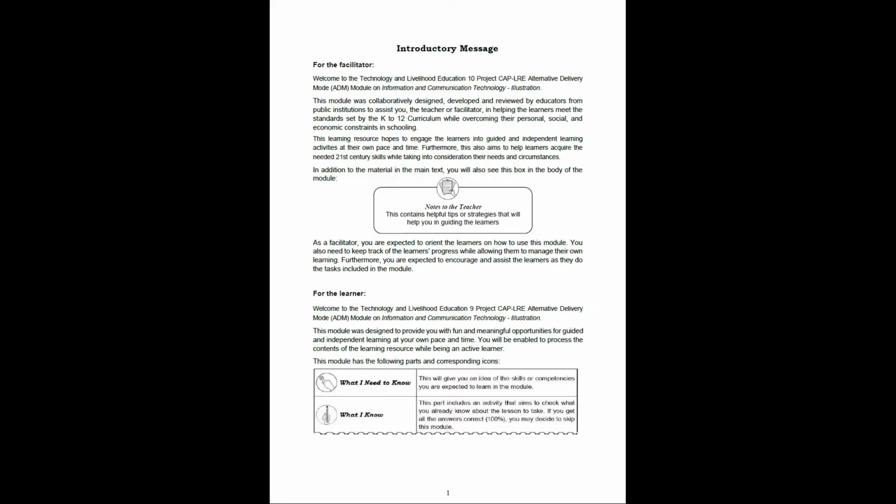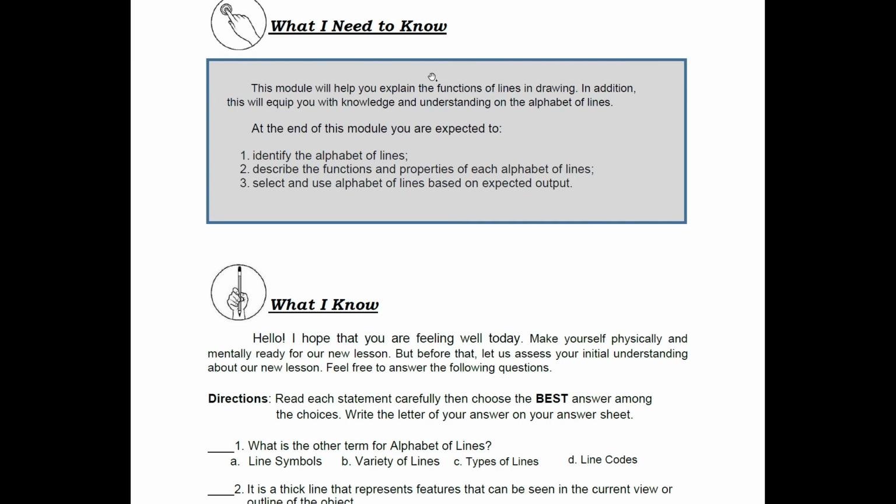So this module will help you explain the functions of lines in drawing. In addition, this will equip you with knowledge and understanding on the alphabets of lines. At the end of this module, you are expected to first, identify the alphabets of lines. Second, describe the functions and properties of each alphabet of lines. And third, select and use alphabets of lines based on expected output.